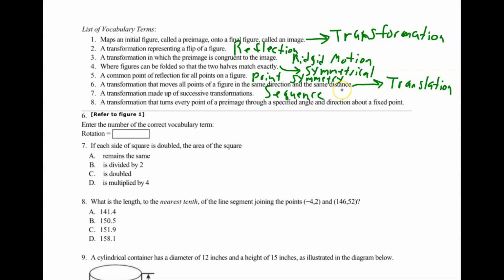C-Q-U-E-N-C-E, sequence of transformations. And then a transformation that turns every point of a pre-image through a specified angle. Well, if you see turn, you should have thought rotation. So you should have gotten some of those. If you didn't get all of them, that's okay. It's fine.